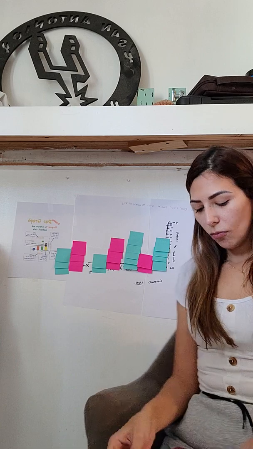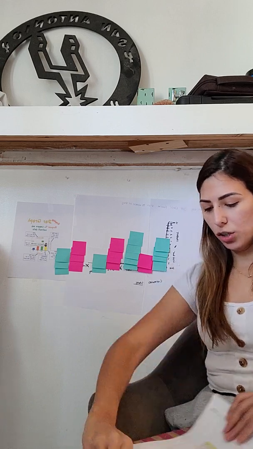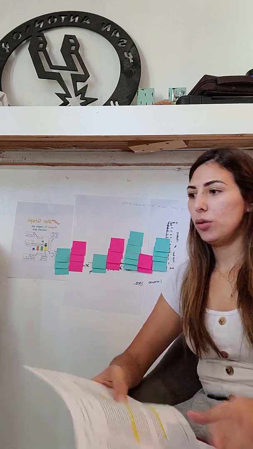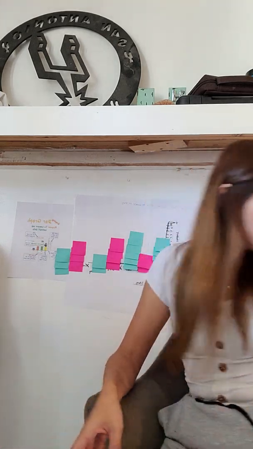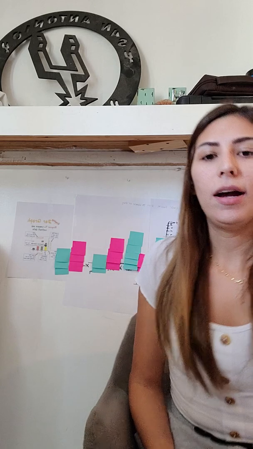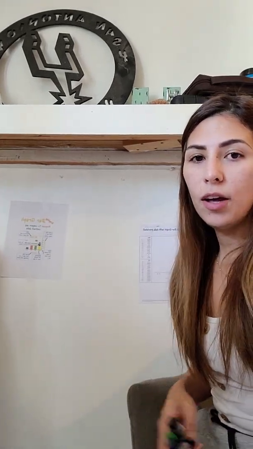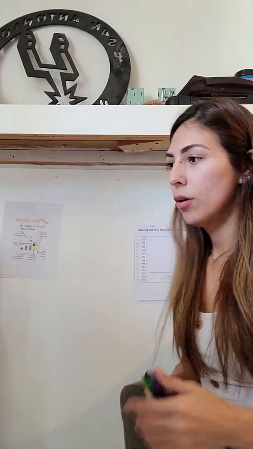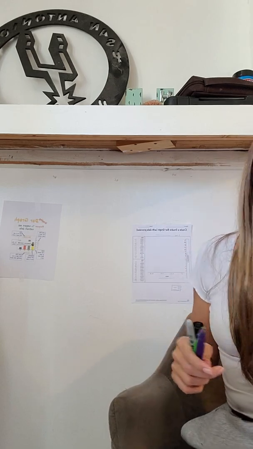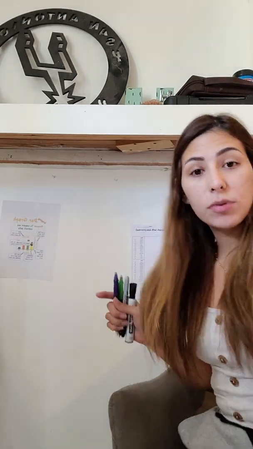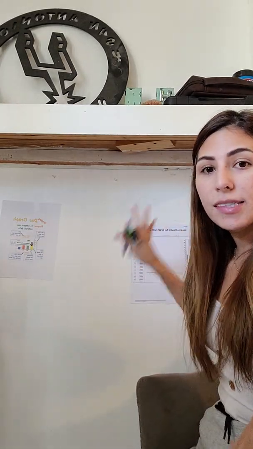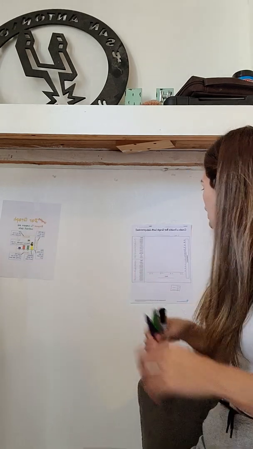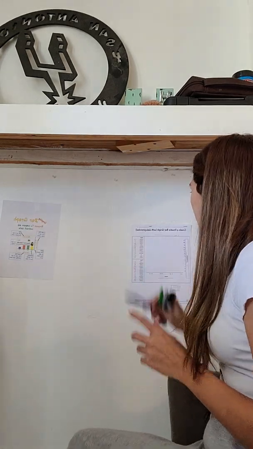So now class, what we are going to do is create another bar graph. You're going to be able to create your own bar graph, and you're going to be able to get your own data. But before you go ahead and do that, we're going to do one together with data already provided. So what do we need?